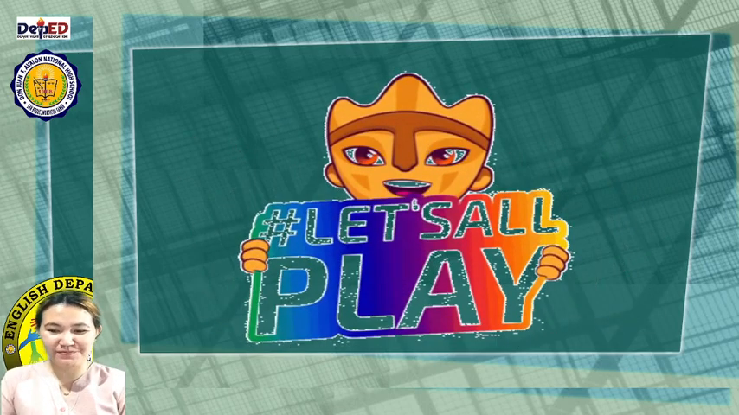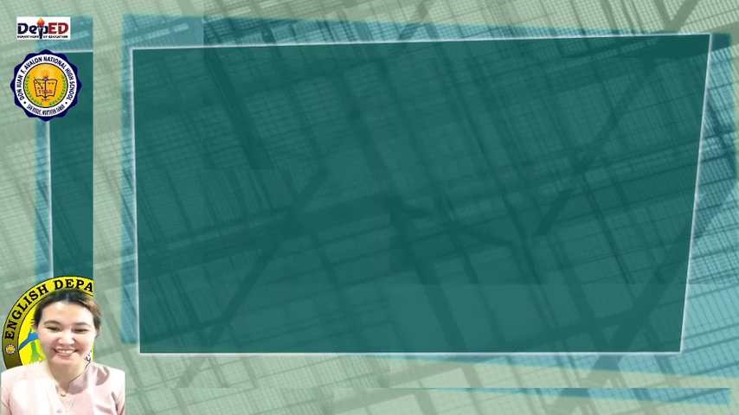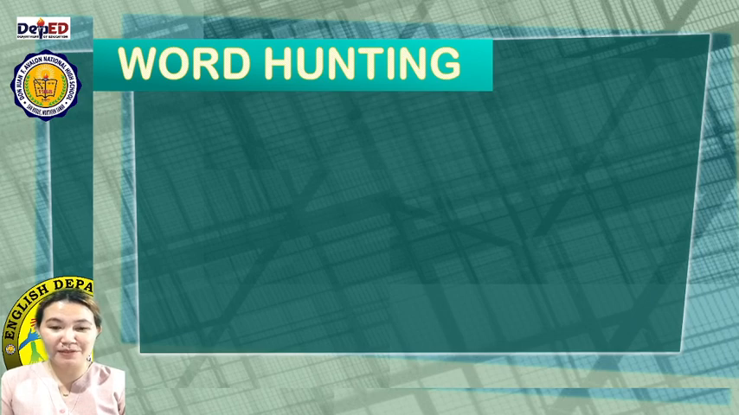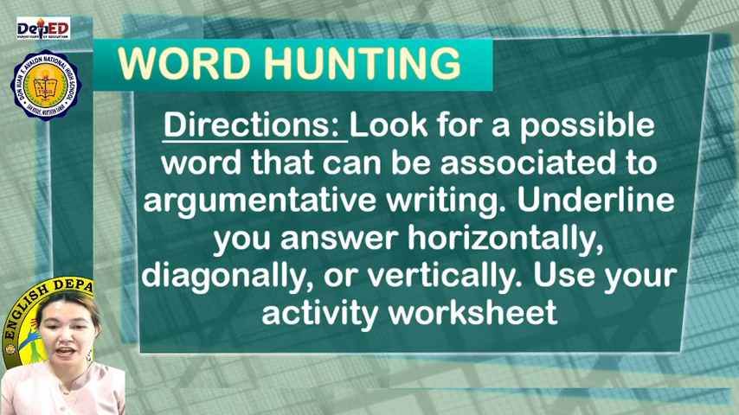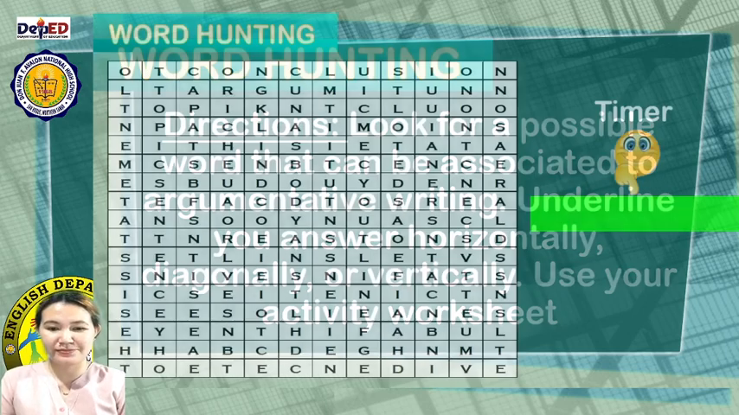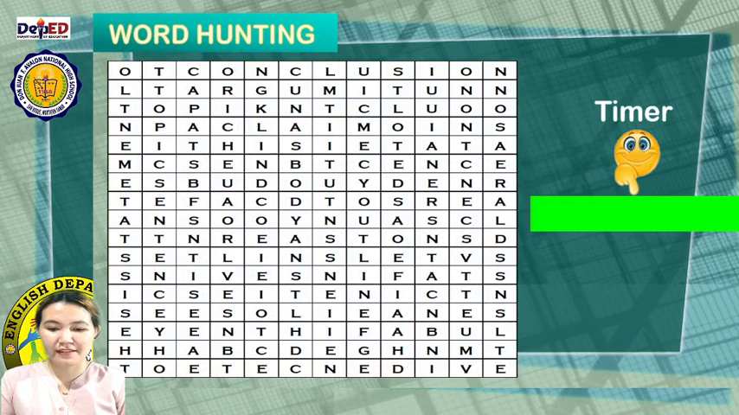Let's play a game. Are you excited? Okay, the name of the game that we're going to play is word hunting. Here's the direction: look for a possible word that can be associated with argumentative writing. Underline your answer horizontally, diagonally, or vertically. Use your activity worksheet. Okay, so that is the puzzle for word hunting. You have the timer. Once it turns red, it means that your time is up. Happy word hunting!